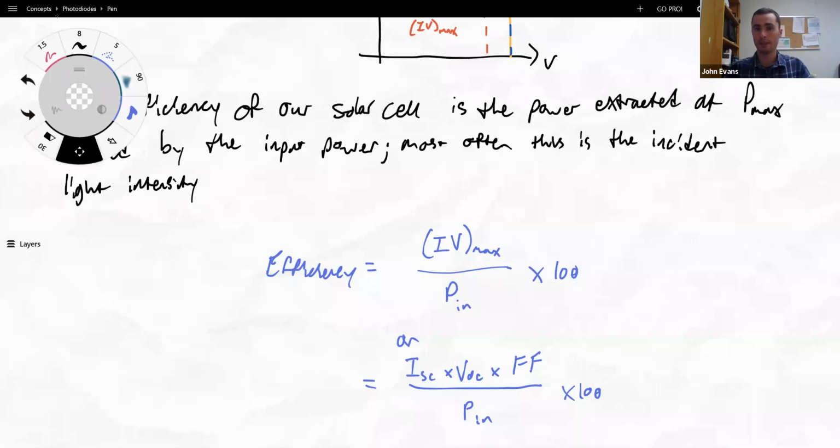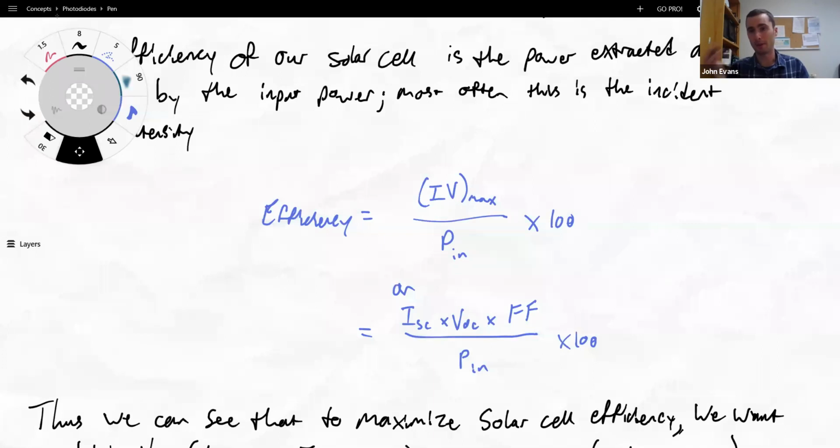So the efficiency is just going to be equal to the maximum of I times V divided by our power in, which is just this, right? Which is our power in. So remember, if you're looking at solar energy, it's on the order of 100 milliwatts per square centimeter. Then divide that by 100. Or sorry, multiply that by 100 because we want percent, right? This is going to be efficiency as a percent.